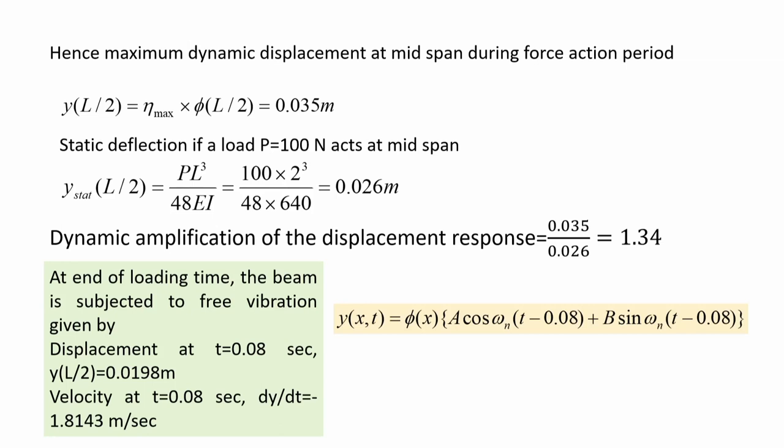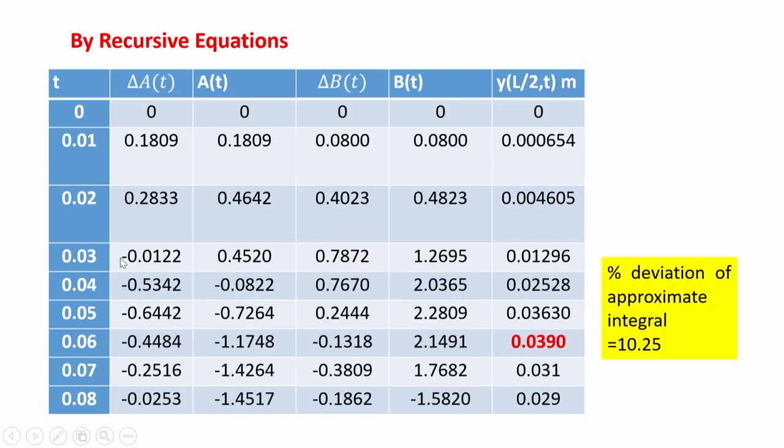So at t equal to 0.08, whatever the displacement and velocity you get, displacement is found as 0.0198 meter, and velocity at t equal to 0.08 is found as 1.814843 meter per second. So with this value we can again proceed to find out the time history in the free vibration phase.